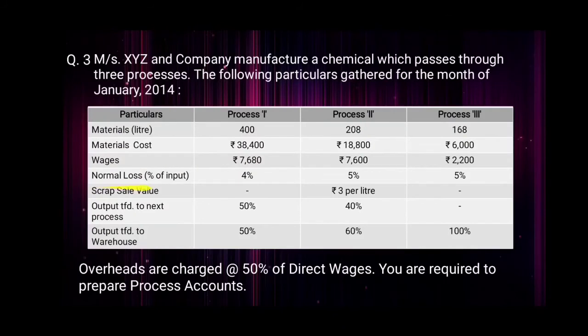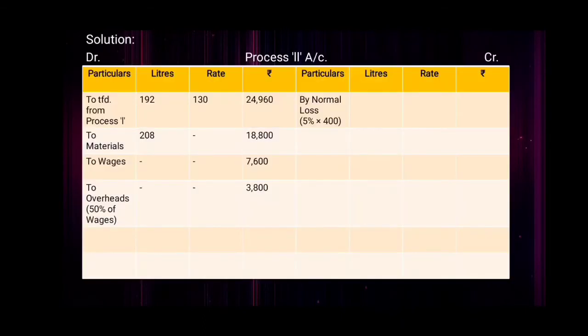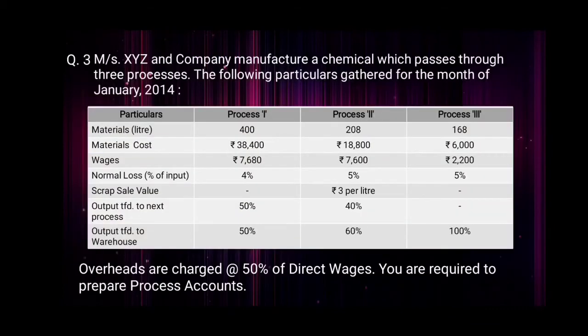Now normal loss percentage of input for process 2 is given as 5% and the scrap value amount is given as rupees 3 per liter. So by normal loss, 5% of input, which will be 20 liters at the rate of 3. So total amount will be 60.